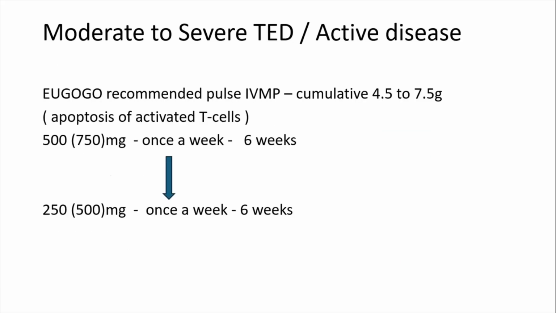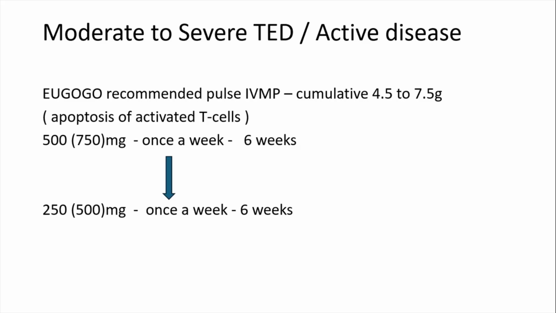Now coming to the IV methylprednisolone, which is commonly used and has a better outcome than the oral steroids. EUGOGO recommends pulse intravenous methylprednisolone starting with 500 milligram or 750 milligram once a week. It's a weekly regimen for 6 pulse doses, followed by 250 milligram, and those who have taken 750 milligram drop to 500 milligram once a week for the next 6 pulses. The cumulative dose goes to 4.5 to 7.5 grams. At no point should this cumulative dose exceed 8 grams, because of the side effects.